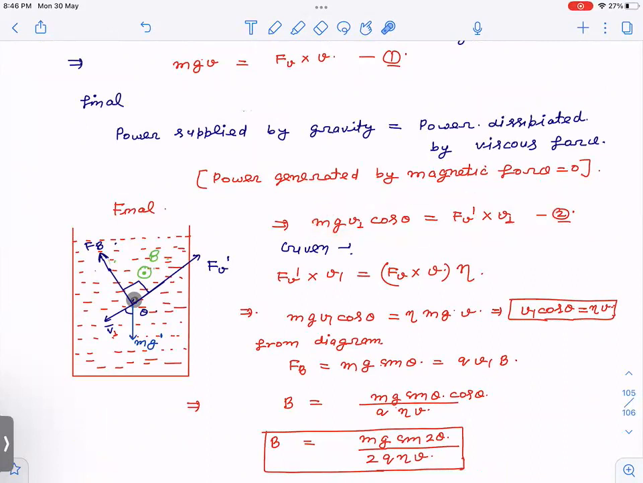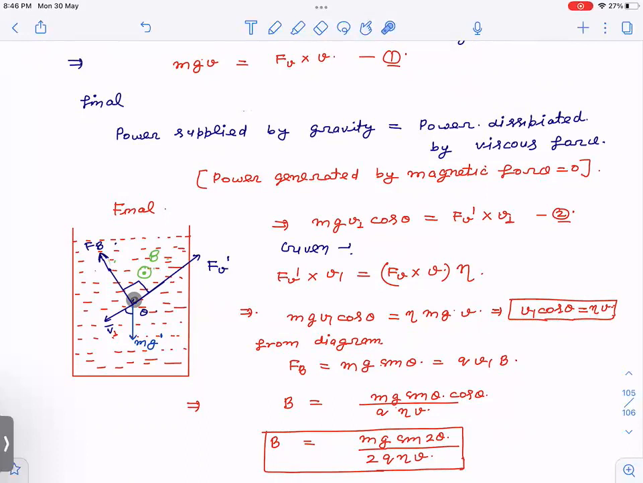This is the new equation. Now what's given in the question? The new power dissipated by the viscous force is eta times the old power dissipated by the viscous force. So I've written this equation, whatever is given in the question. After that, I have just solved it. How? mg V1 cos theta, this term is equal to this term, right? And this is equal to this. Fv into v is equal to mgv. So I have just substituted from all these three equations and I got this. From here, mg cancels, and you get V1 cos theta is eta into v, right?